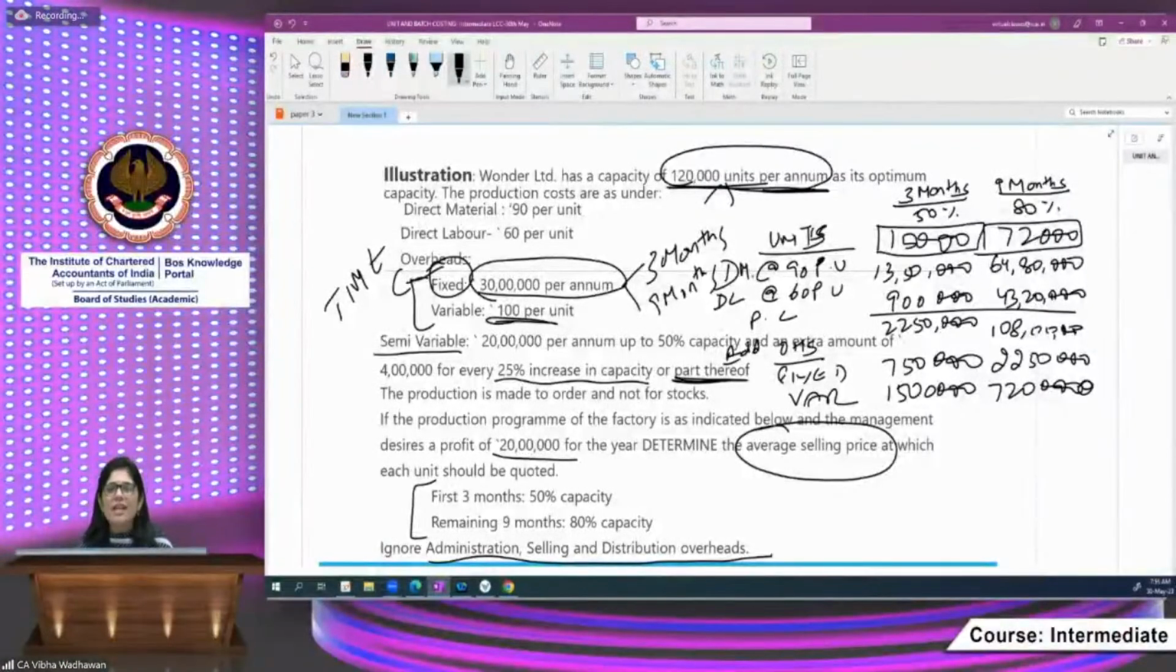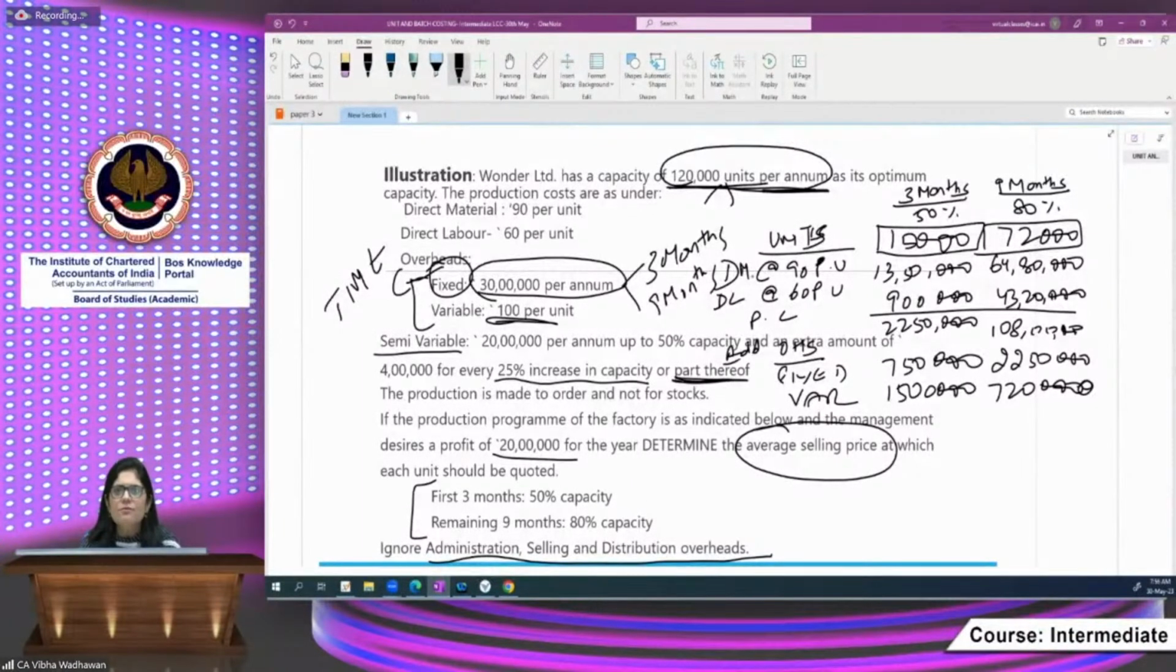Students, can you understand the fixed and variable? For fixed, the base is time. For variable, the base is output, the units. The variable cost changes with output. Fixed cost does not change with output. I hope you've understood this. So fixed and variable overheads are there.